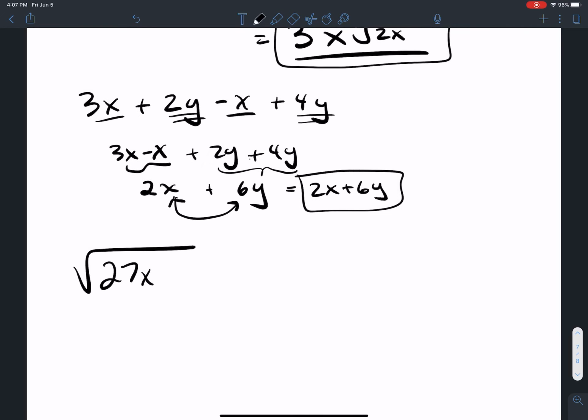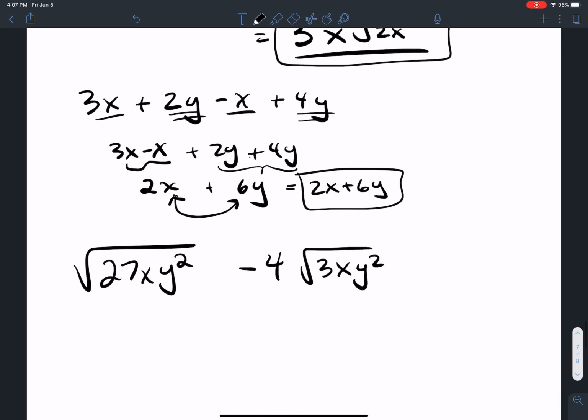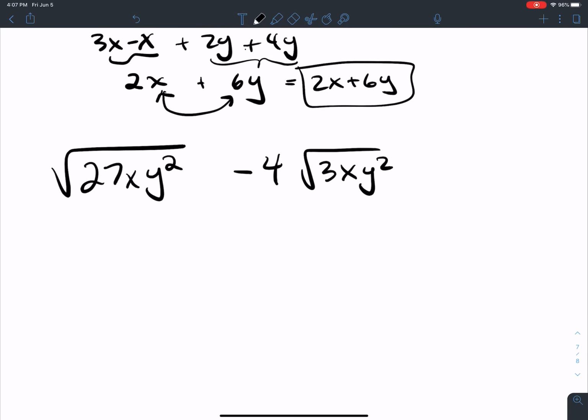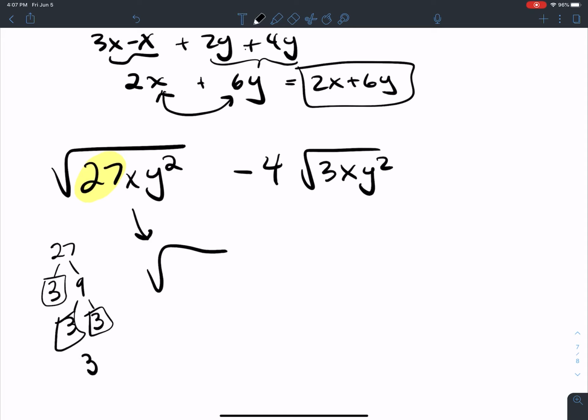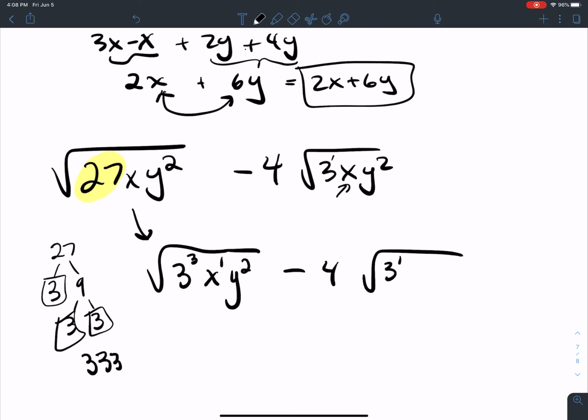Square root of 27xy squared minus 4 square root of 3xy squared. Okay. So first thing I'm going to do is I'm going to simplify. So I'll look at the number 27. Can I do anything with that? 27 breaks down to 3 times 9, and then the 3 is prime, but then this 9 breaks down to 3 times 3. So what does this become? It becomes, well, 3 times 3 times 3 is 3 cubed, and then I have x, and then I have y squared. Now here I've got 3 inside, but I've got a square root of x, and then y squared and my square root there, okay?